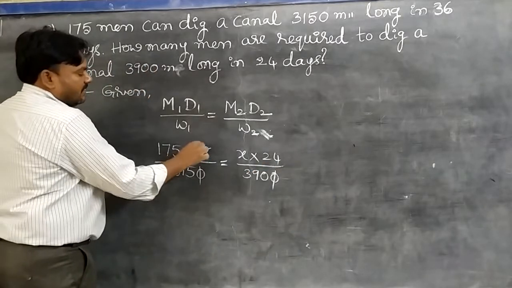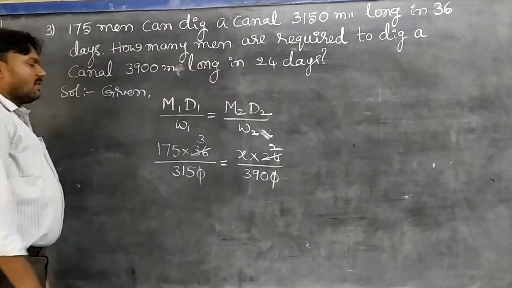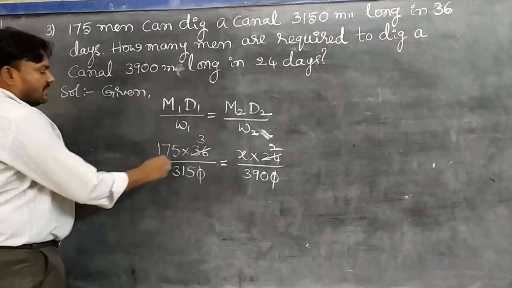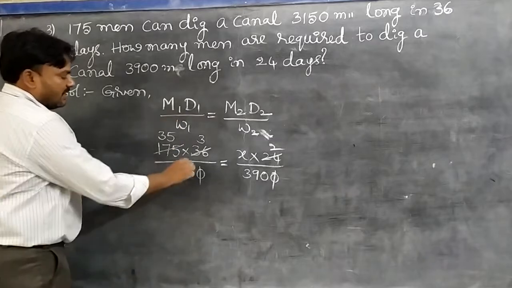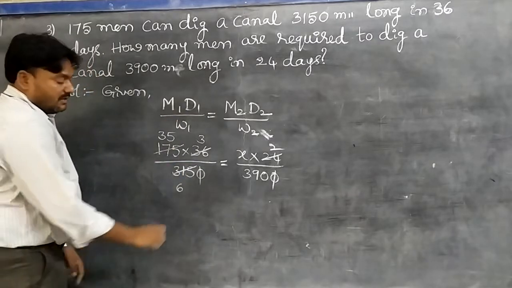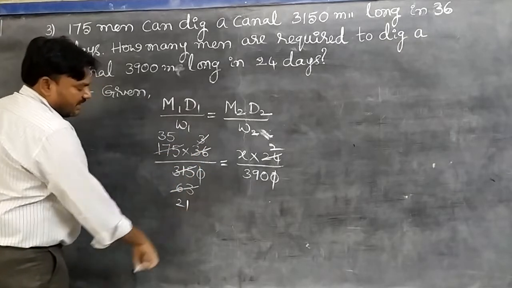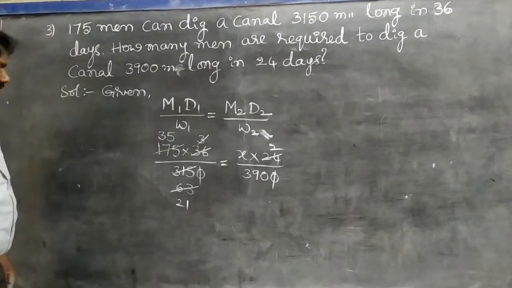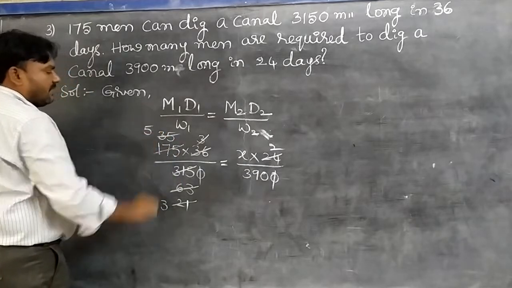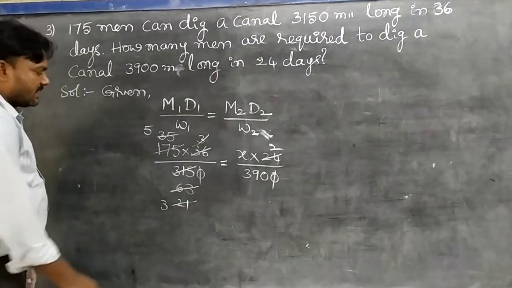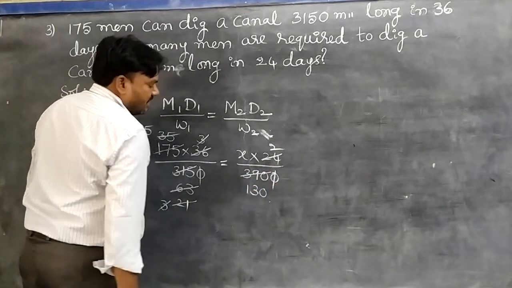Next one, 12 3 are 36, 12 2 are 24, 12 2 are 24. Next one, cancel. 5 3 are 50, 5 5 are 25. Here 5 6 are 30, 5 3 are 15. Next cancel is 3, 3 2 are 6, 3 1 is 3. Okay, next one. 7 3 are 21, 7 5 are 35. Right, next one. 3 1s. 3 1 is 3, 3 3 are 9, 3 0 are 0.